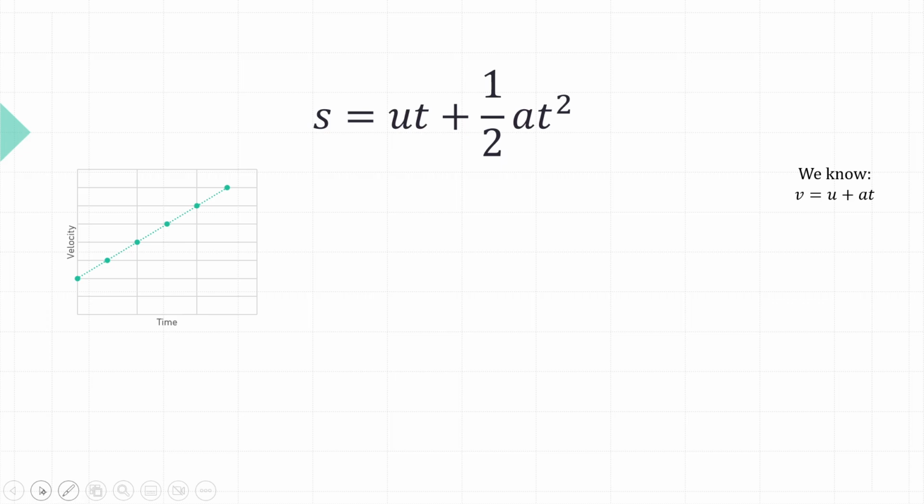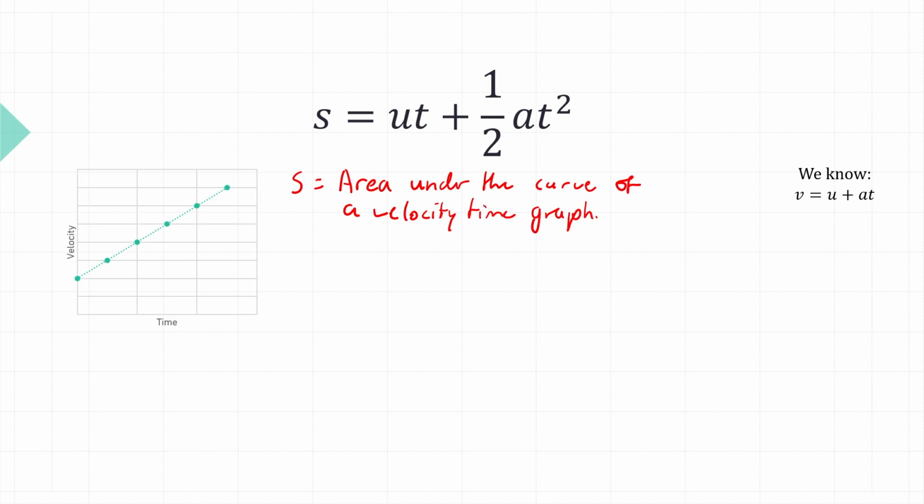Our second kinematic equation is s is equal to ut plus half at squared. When we started doing some problems in class, I did introduce the concept that displacement is equal to the area under the curve of a velocity time graph. Effectively meaning that if we are able to find the area of all of this under the curve, we are able to determine the displacement of the object in motion.